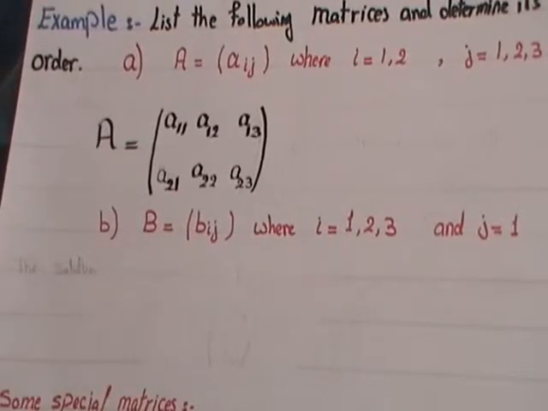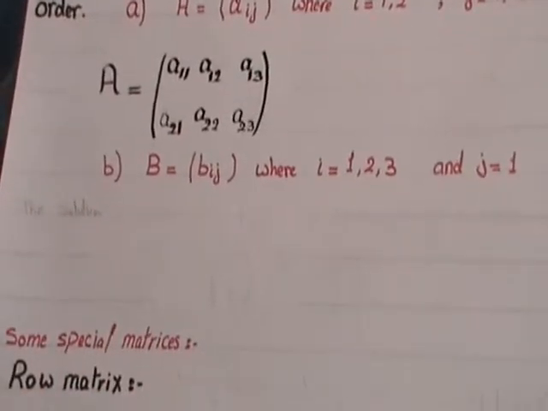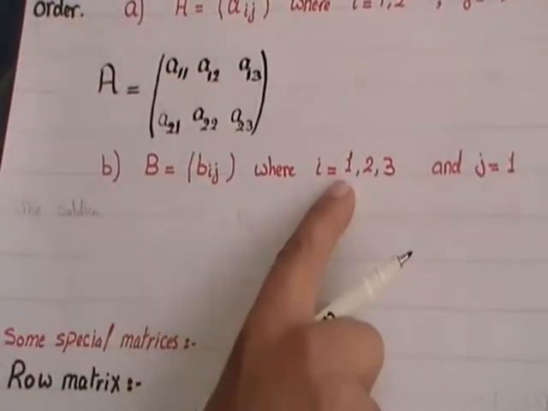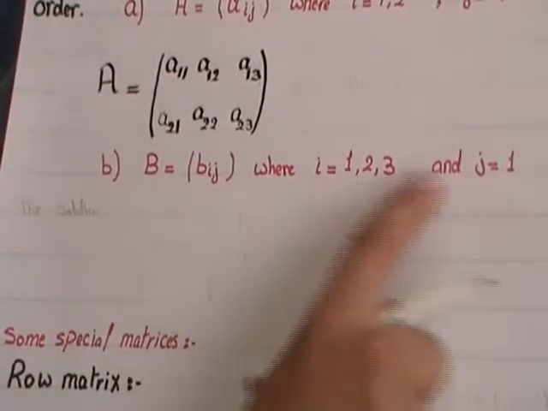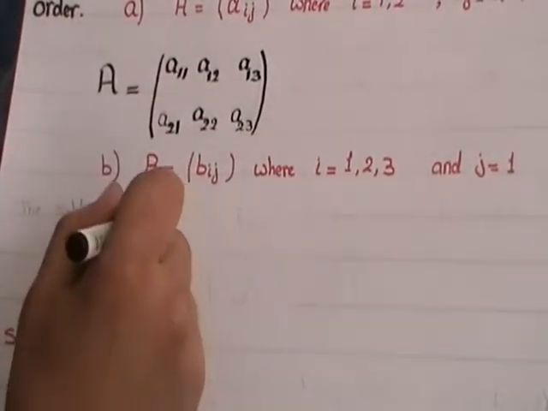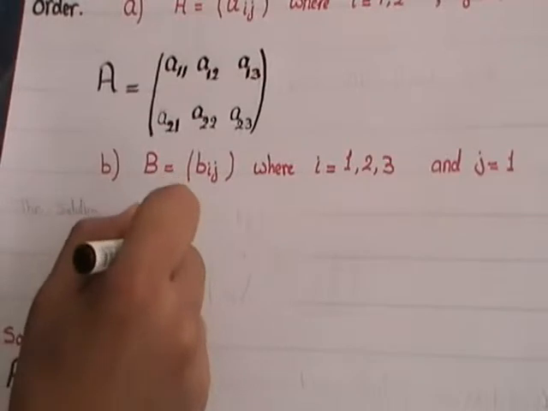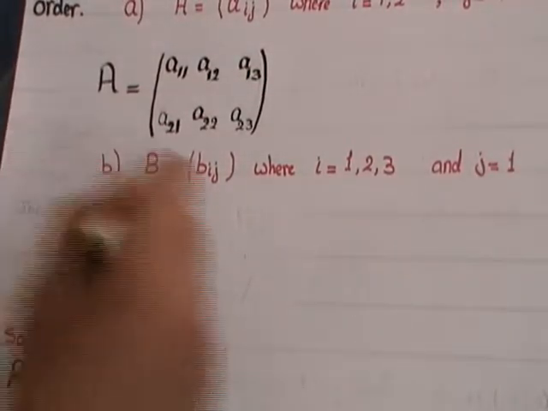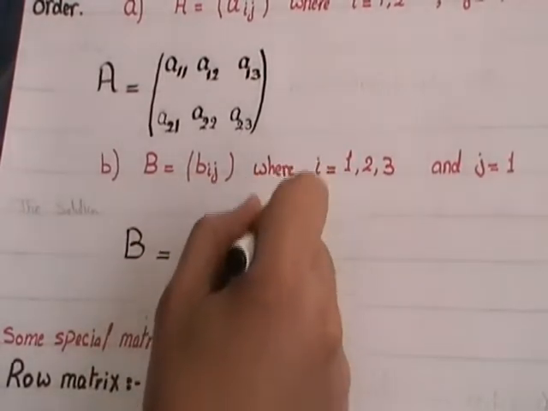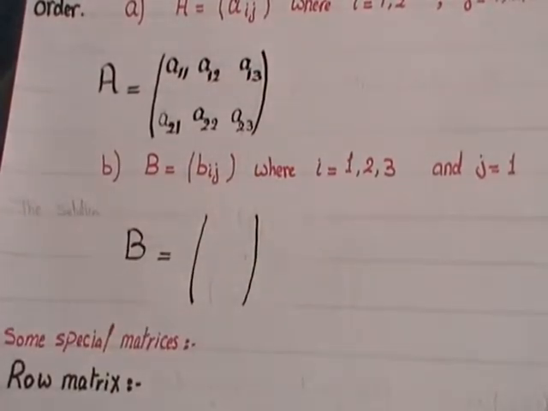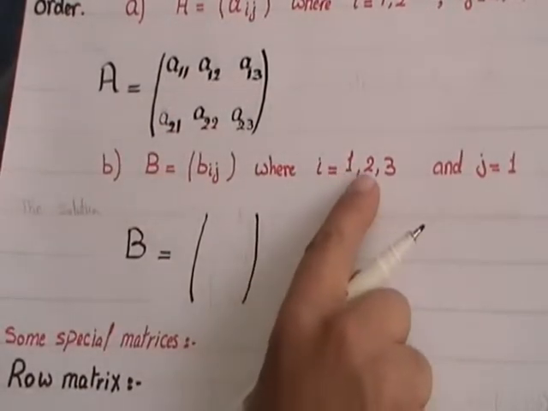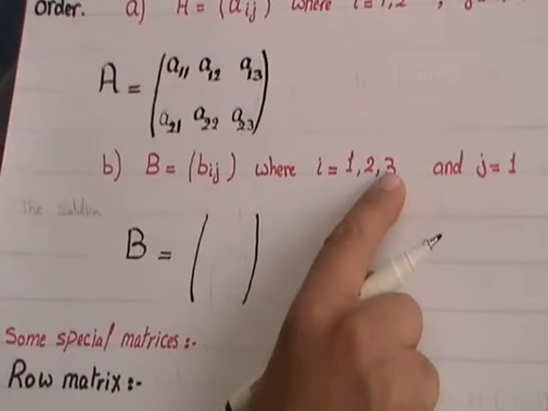We're going to the second example. We want to list the matrix B where i equals 1, 2, and 3, j equals 1. The solution. We write first the name of the matrix, a capital letter B, equals the parentheses, the brackets, and then how many rows? 1, 2, 3. We start with the first.